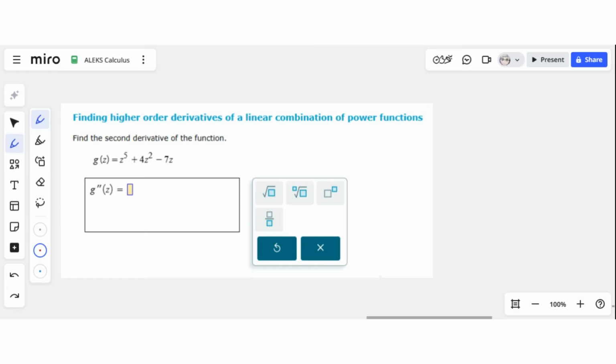In these problems, we're being asked to find higher order derivatives of linear combinations of power functions. So functions similar to the ones we've been taking the derivative of. So what is a higher order derivative?